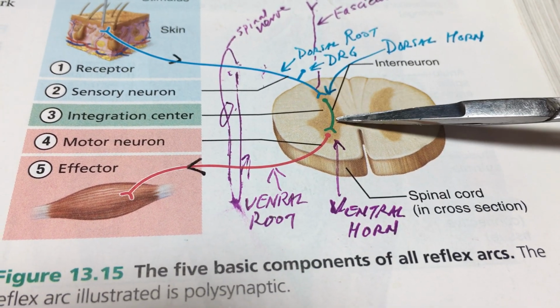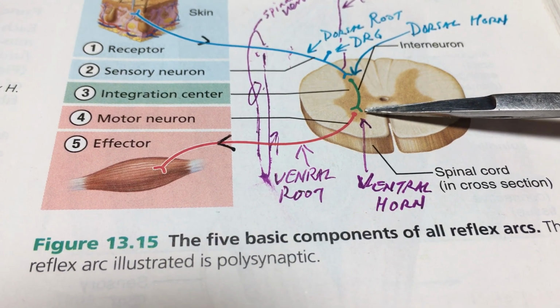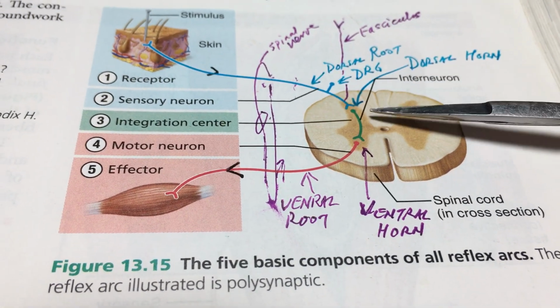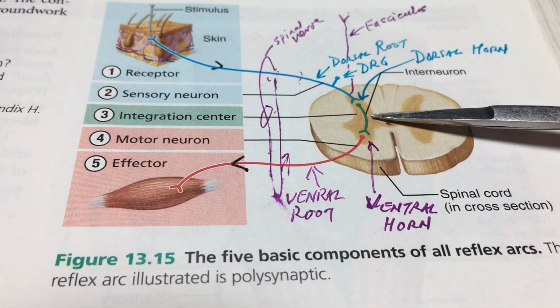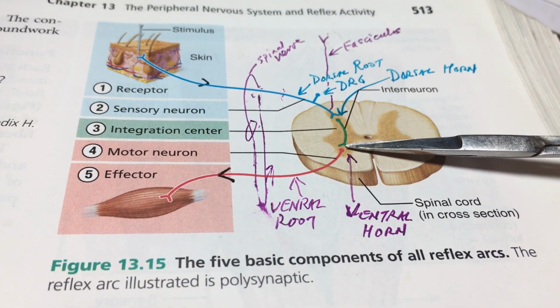We're going to have an interneuron right here, and then we're going to be in the ventral horn where the motor neurons are. Notice that we're bypassing all the rest of the central nervous system here. So this is a pure reflex. It's not something we think about.